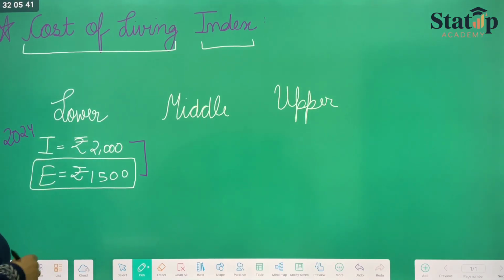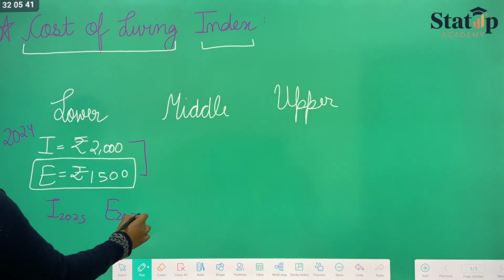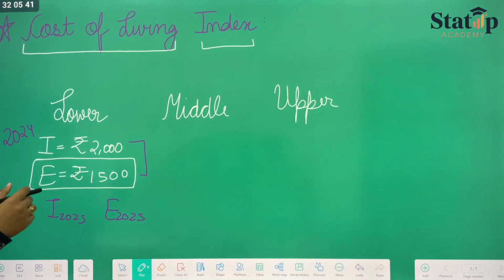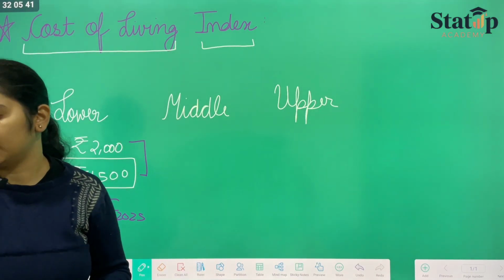If we want to find with respect to this year, then we have to find the income of 2025 and expenditure of 2025. Then only we'll be able to get the answer. Similar goes for middle people and similar goes for upper people.